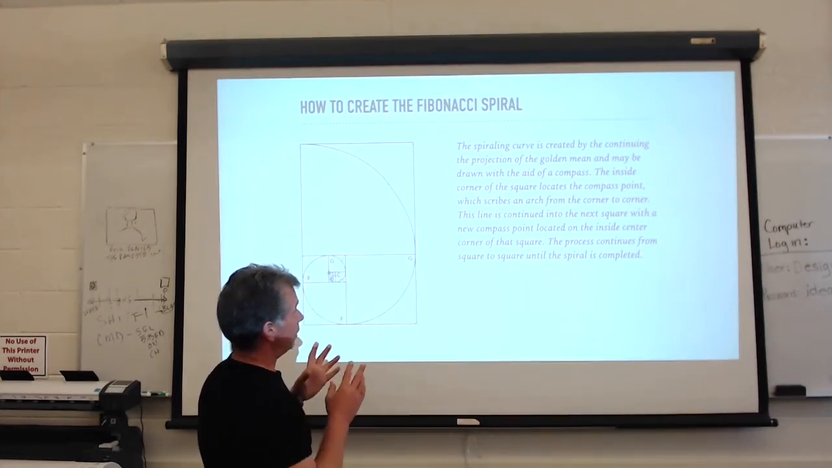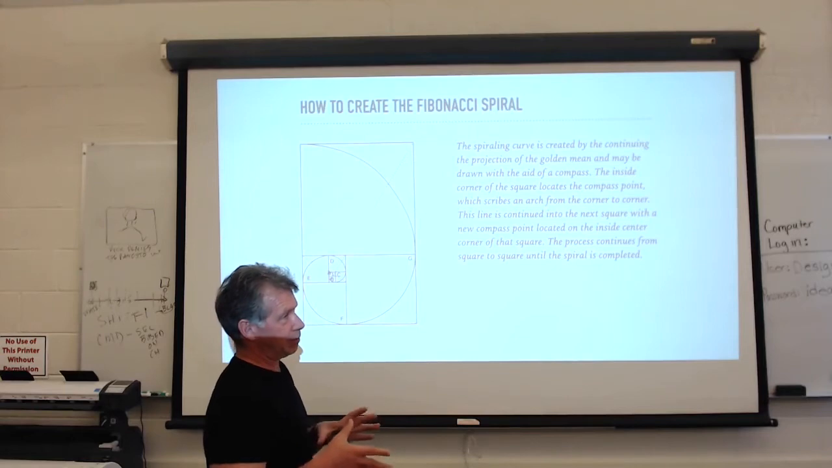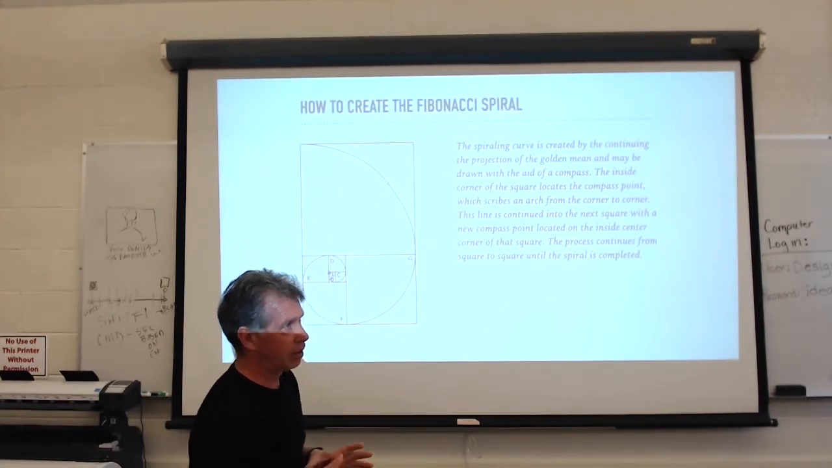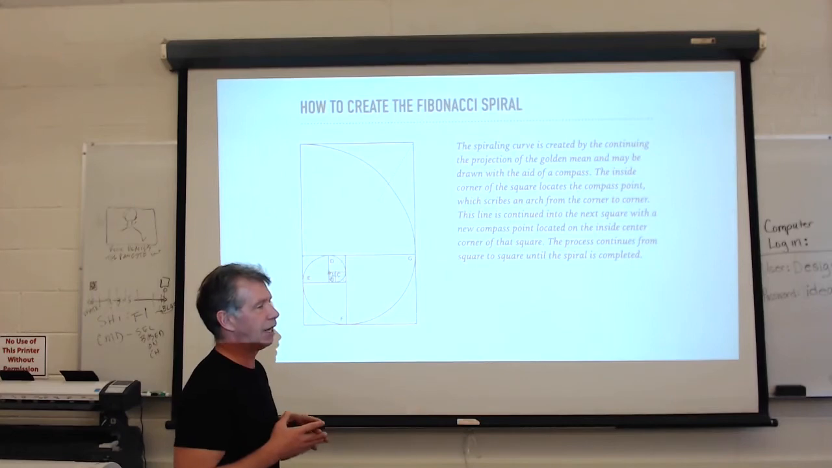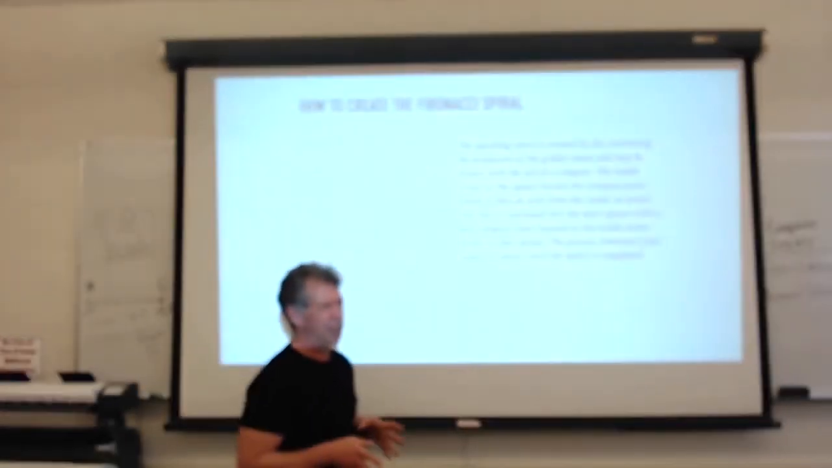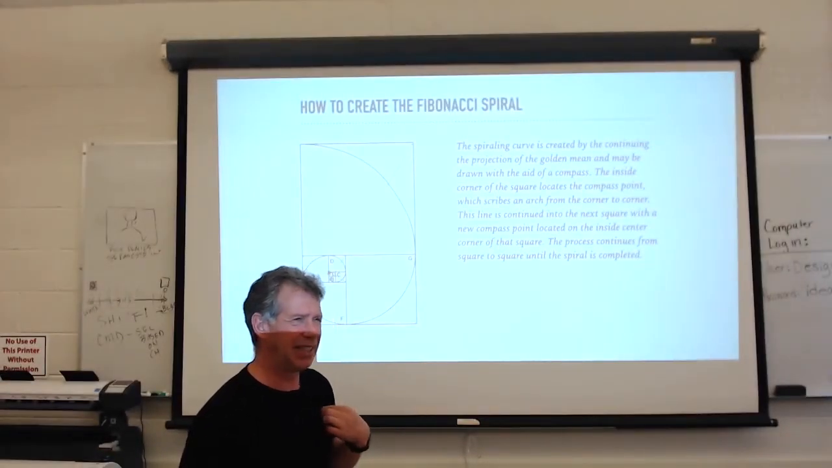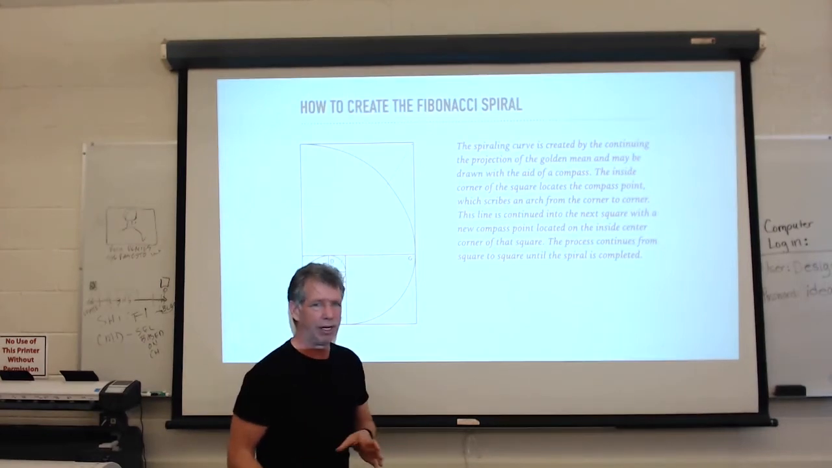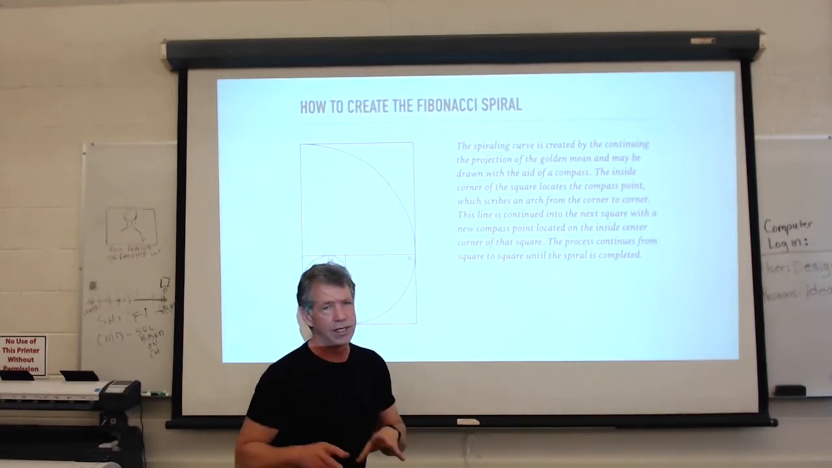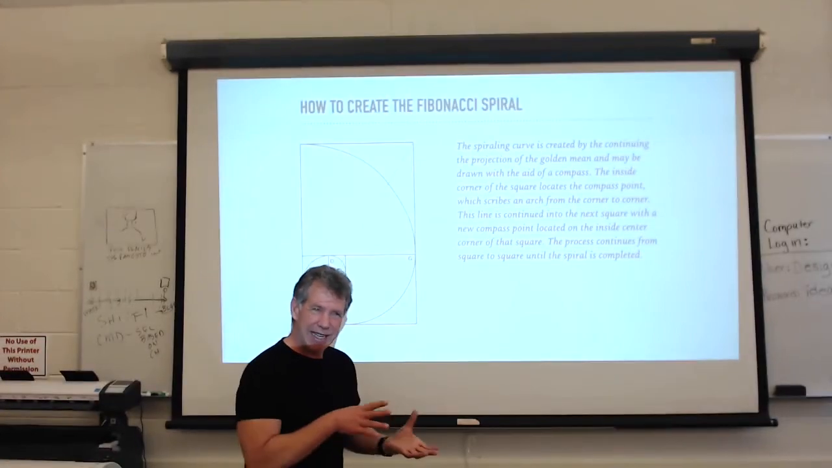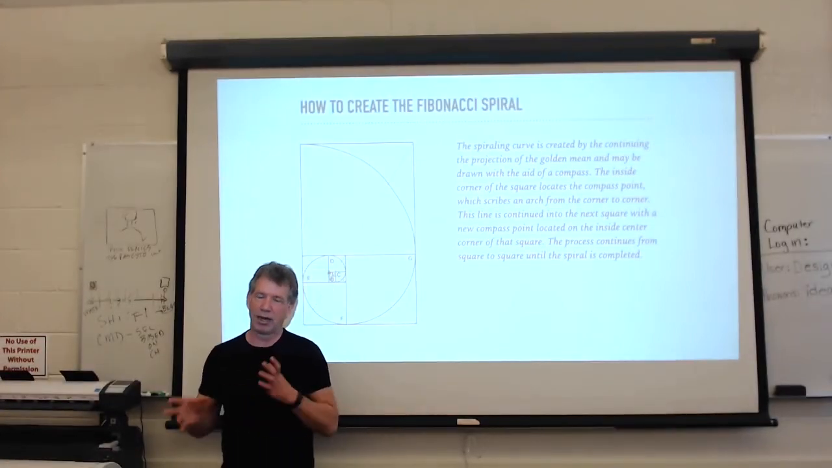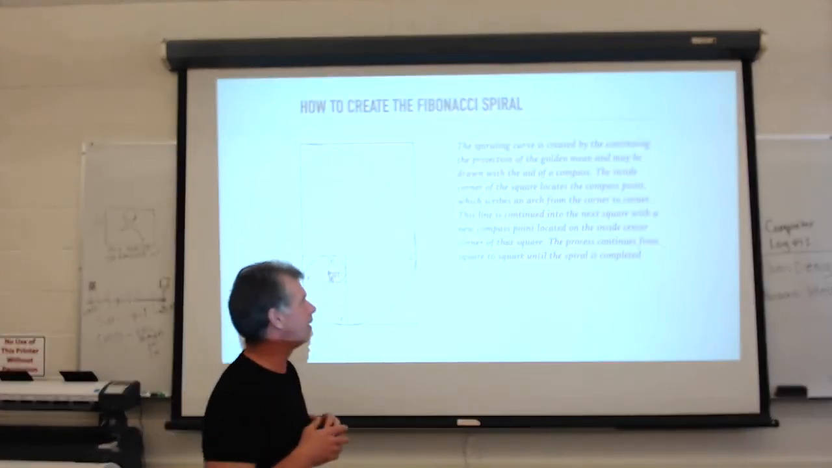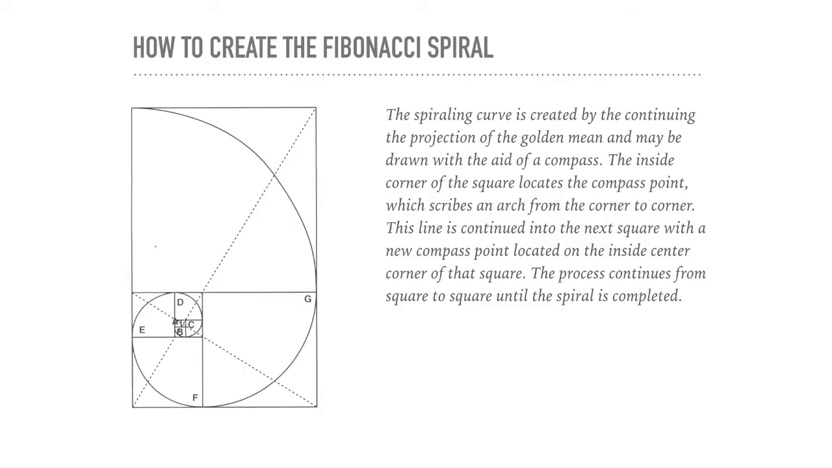But he developed this mathematical process of creating it. And I'm not going to actually show you how to do it. It's complicated, and it actually needs a classroom setting where I sit, now do this, now do this, now do this. It's not that difficult, but it's kind of hard to get over that initial hump of understanding. So I'll read this though. The spiral curve is created by the projection of the golden mean. If you look, we can kind of see it right here.